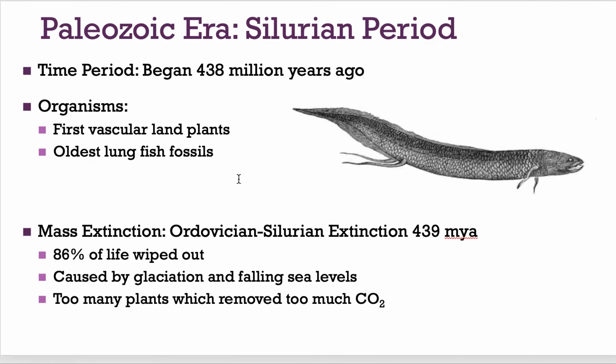All right. So then we've got the Silurian period, which began 438 million years ago, and this is when we got more evolved land plants, more vascular land plants, and we also had the oldest lungfish fossils, like this guy in this picture here. Then came the first mass extinction, which occurred 439 million years ago. About 86% of life on Earth was wiped out, which was caused by glaciers and falling sea levels. There were also too many plants, which removed way too much CO2, so it threw off that nice balance, which of course led some things to die off.